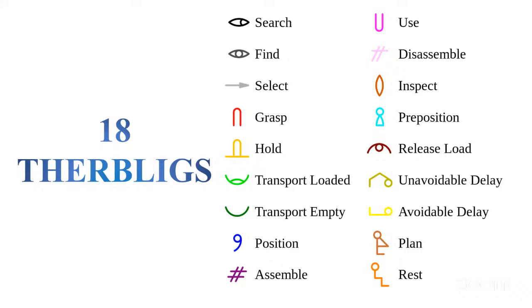Then if one downline is not there in the hash, it will be disassemble. Then we have inspect. Then we have preposition. Opposite of a full bowl will be release load. Then the heart shape with the O will be unavoidable delay. Then we have avoidable delay, plan, and at the end we have rest. Rest is like sleeping. That will be the rest.